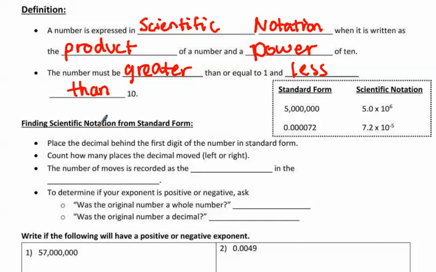Finding scientific notation from standard form. Place the decimal behind the first digit of the number in standard form. Count how many places the decimal moves left or right. Then the number of moves is recorded as the exponent in the powers of 10.